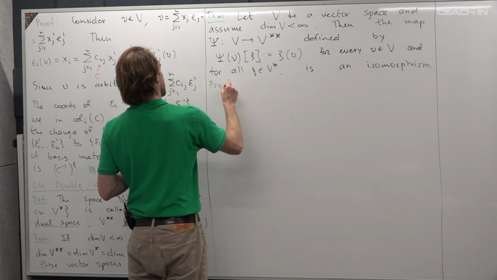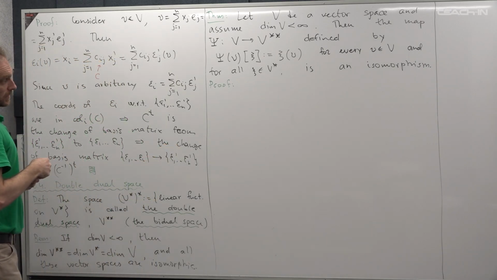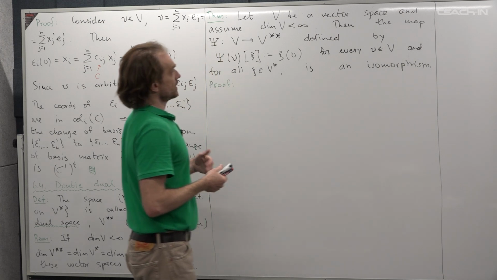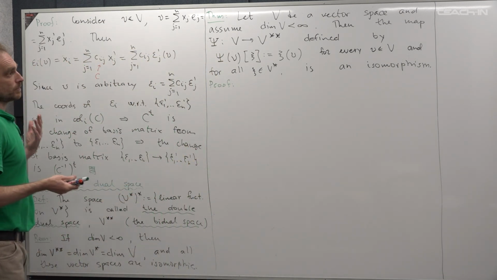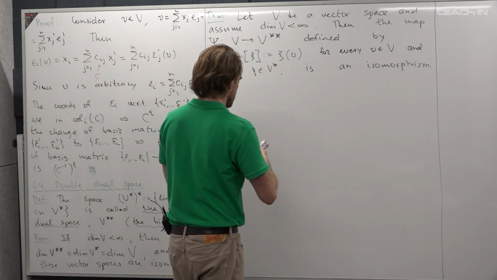So let us prove this result. And in fact, we need to prove many things here. First of all, we need to prove that psi is well defined. So we need to prove that psi is a linear mapping on V star.